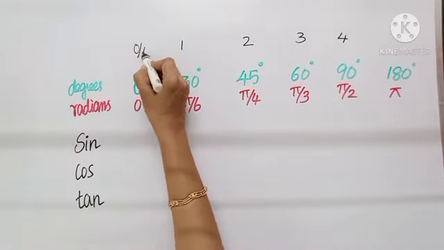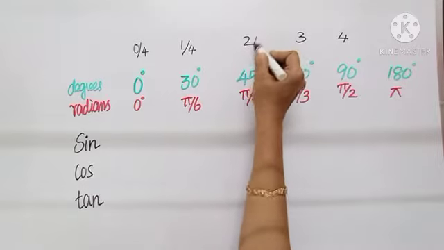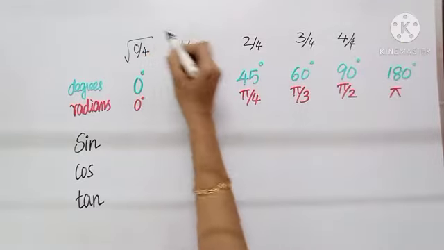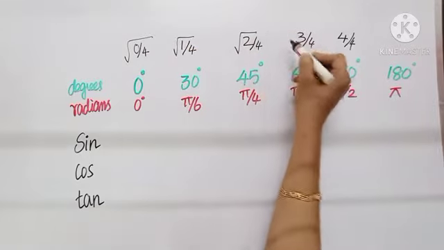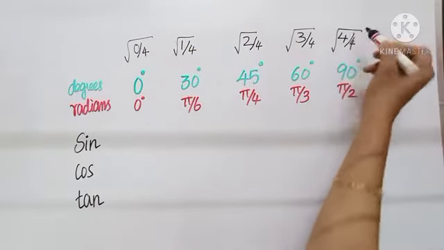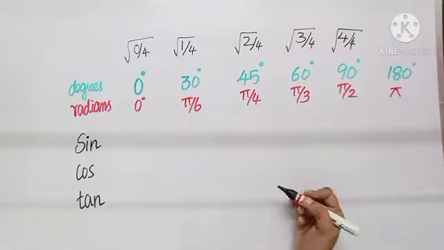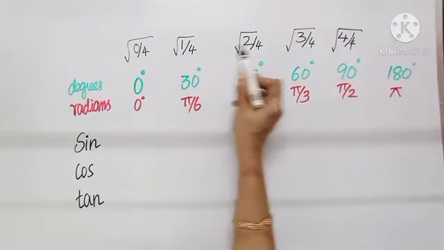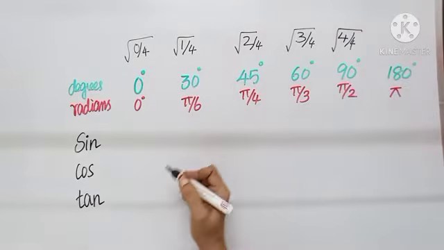Every number divide by 4, and then find square root of it. This is for us to easily remember sine values. Put 0, 1, 2, 3, 4. Every number divide by 4, square root of it.